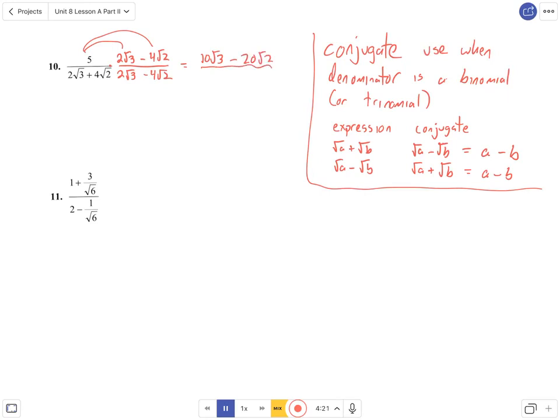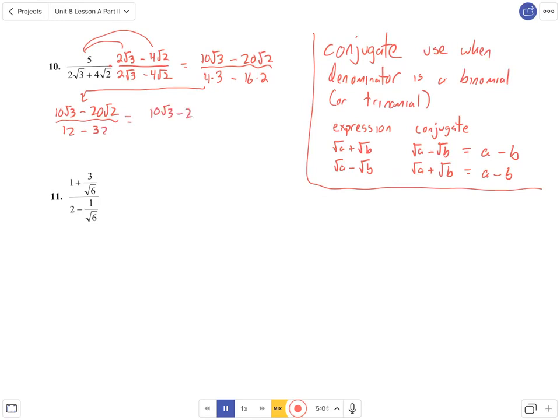And in the denominator, we get 2 rad 3 times 2 rad 3, which is 4 times 3, or 12. Remember, the outer and the inner terms are going to cancel out by that difference of two squares factoring pattern. So I have 4 rad 2 times negative 4 rad 2, which is minus 16 times 2. I'm going to move this right here. So I still have a 10 rad 3 minus 20 rad 2 up top. In the bottom, I wind up with 12 minus 32.